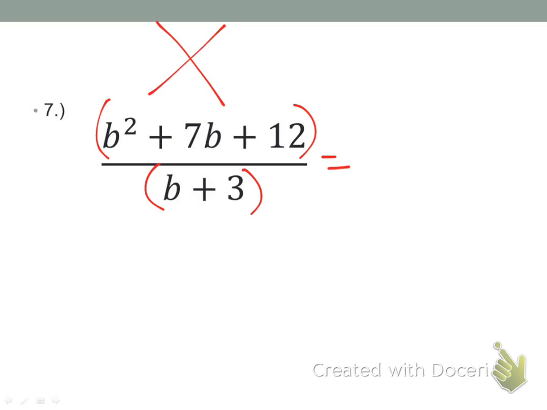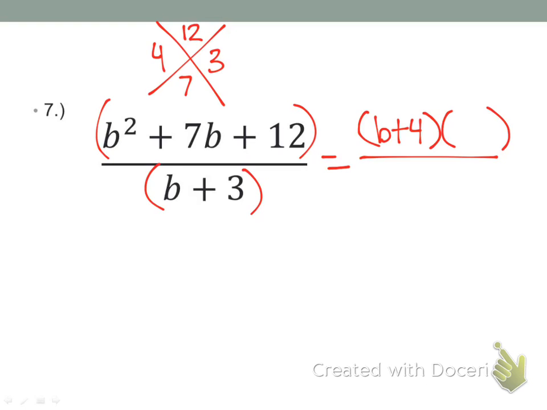Now when we factor our numerator with the X method, what's going in the top of my X? 12 in the bottom. What numbers do we need to fill it in? 4 and 3. A 4 and a 3, good. So my numerator factors to be what? B plus 4, b plus 3. Yes, we'll use a b because that's our variable. And my denominator is still b plus 3. There was nothing to factor there.